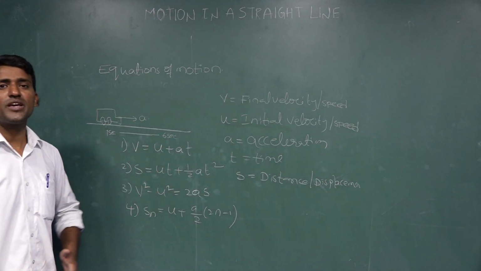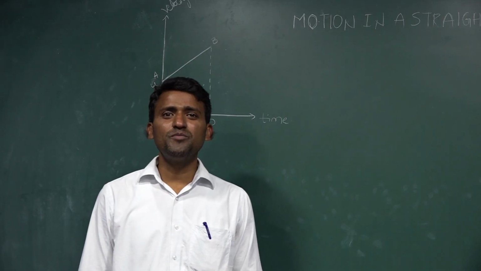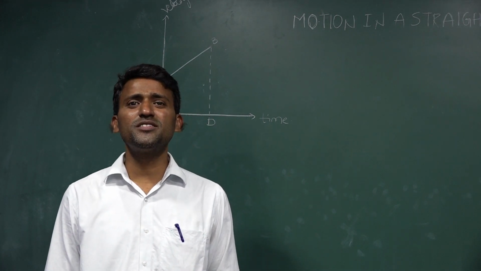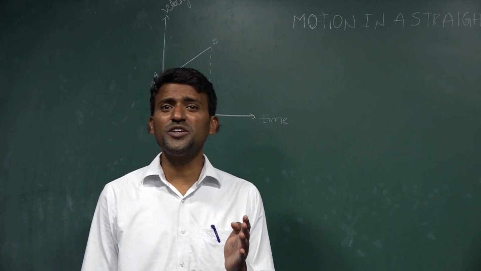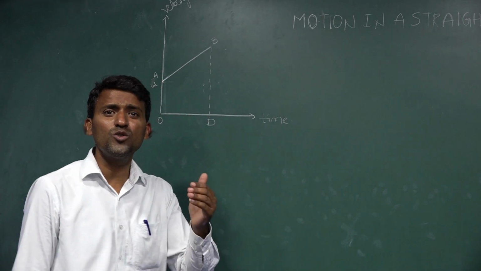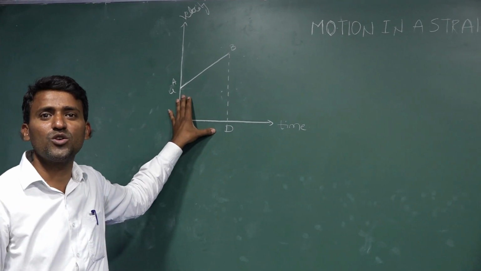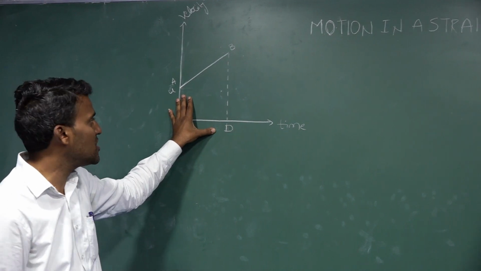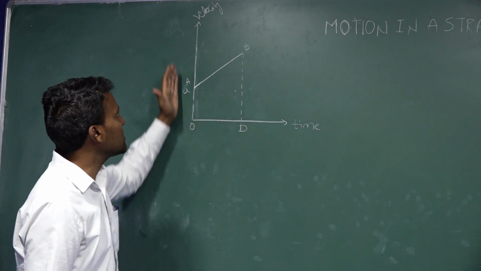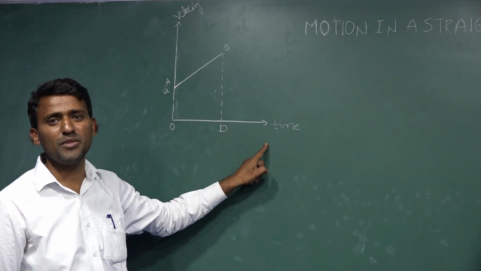So these equations we can prove using a graphical representation. When an object is moving with uniform acceleration in the horizontal direction, it obeys the four equations of motion. These are called the equations of motion, isn't it? We have to prove these equations using a graphical representation. Now I am writing: on the x-axis I am taking time, and on the y-axis I am taking velocity.